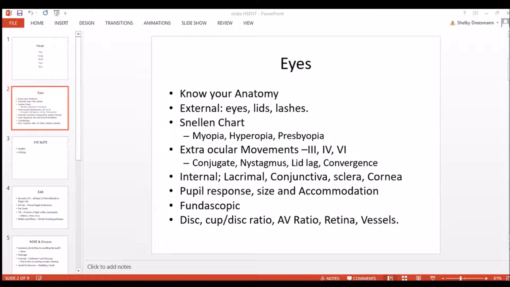Jugular veins lie deep in the neck. There's the carotid pulse. And then lymph nodes: you have superficial ones that you can feel through the skin, and deep ones, which are not able to be inspected.